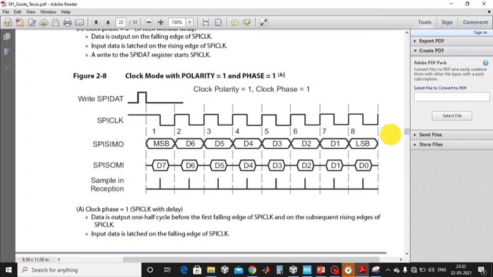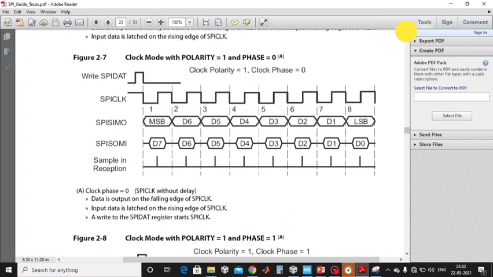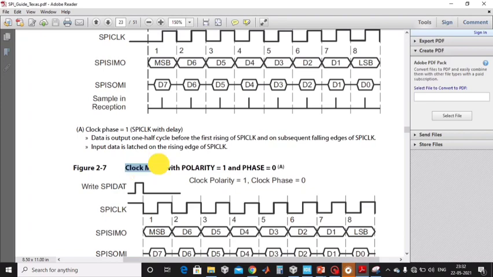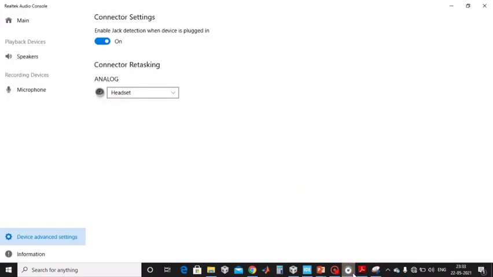Suppose a device with which you are working supports SPI polarity as 1 and phase as 0. So you have to configure your master device SPI clock polarity as 1 and clock phase as 0. If you misconfigure your master device, then your communication will not be done. You cannot communicate with that device if you are not configuring your device with the right configurations. So you need to take care about the clock polarity and clock phase.